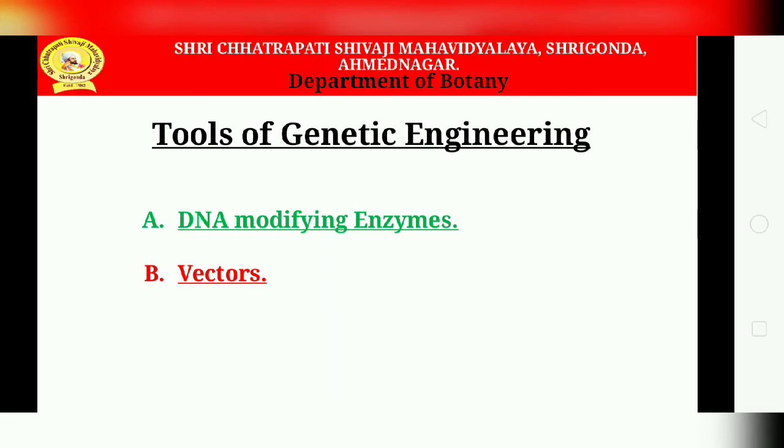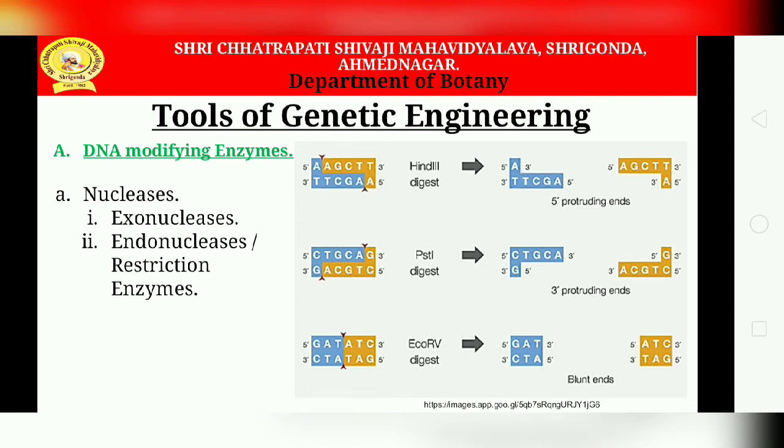DNA manipulating enzymes can be grouped into broad classes, depending on the type of reactions that they catalyze. The first one is the nucleases, then ligase and polymerase. So these are the three types. The first one, nucleases, are enzymes which cut, shorten or degrade nucleic acids, that is DNA and RNA molecules.